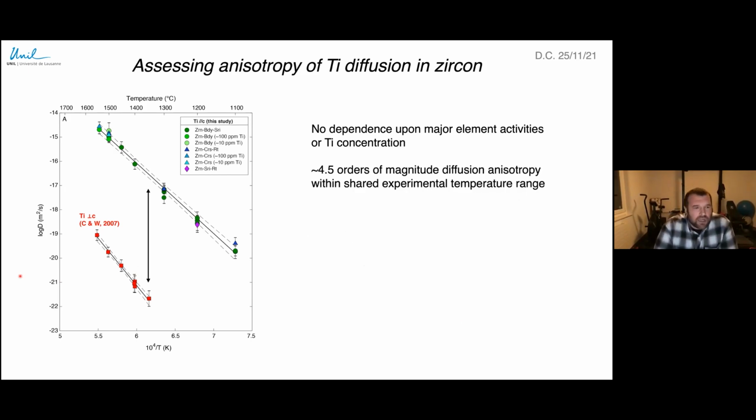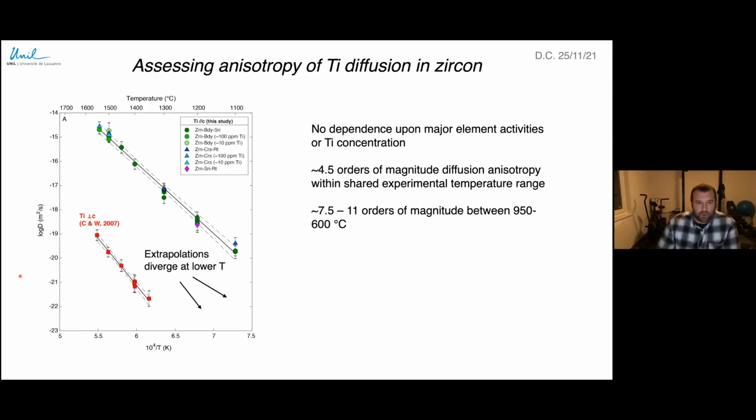So in terms of the extent of anisotropy, if we take the lowest temperature that's shared by these 2 experimental studies, which is 1350 degrees, there is about 4.5 orders of magnitude difference between the diffusion coefficients parallel and perpendicular to the c-axis. Now, you can probably see that these are diverging as you go down in temperature. And in fact, if we extrapolate this down to about 950 to 600 degrees, which I would say is roughly going to be the temperature range that's really more relevant for igneous zircon crystallization, that difference increases to about 7.5 to 11 orders of magnitude. So this is a very significant degree of diffusion anisotropy that we've observed here.